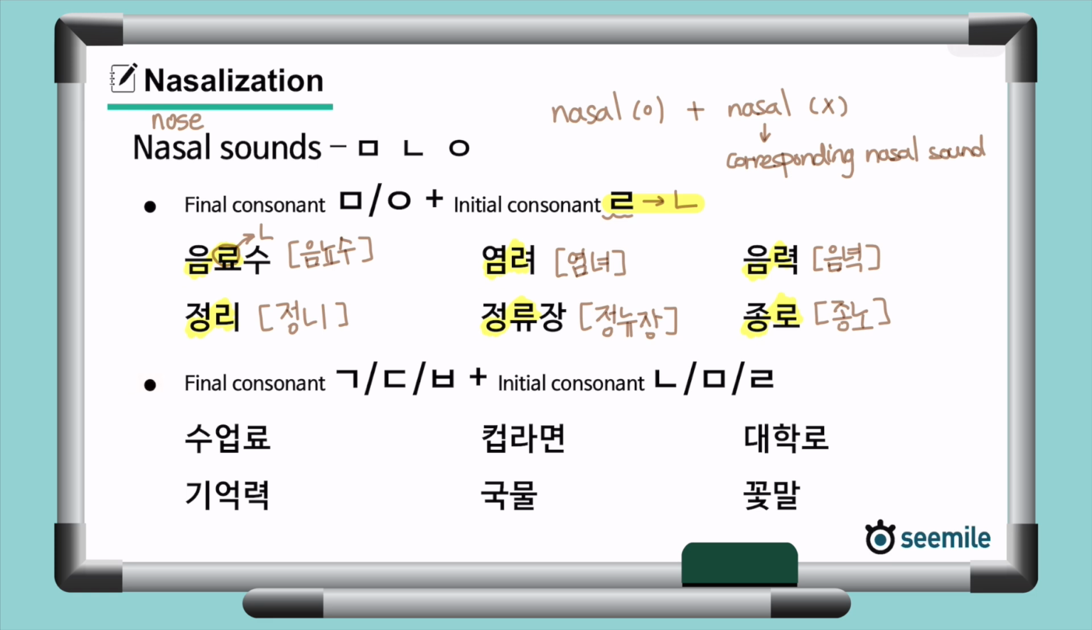Next, when the final consonants 기역, 디귿, and 비읍 are followed by 니은, 미음, or 리을, then 기역, 디귿, and 비읍 are pronounced as their corresponding nasal sounds 이응, 니은, and 미음 respectively. When 리을 follows those same final consonants, 기역, 디귿, or 비읍, it too is substituted with a nasal sound that has a similar articulator, which in this case is 니은.